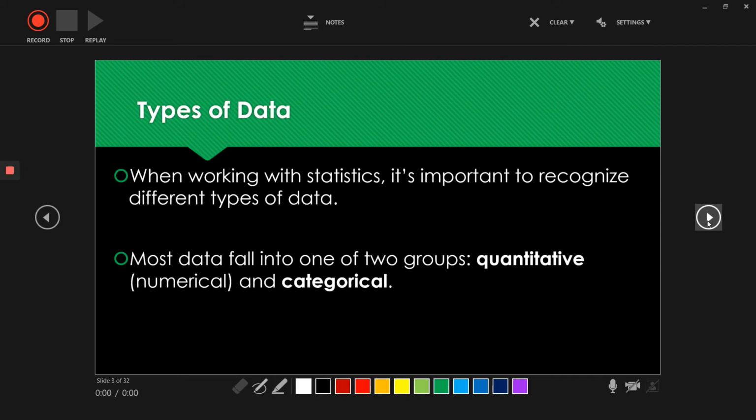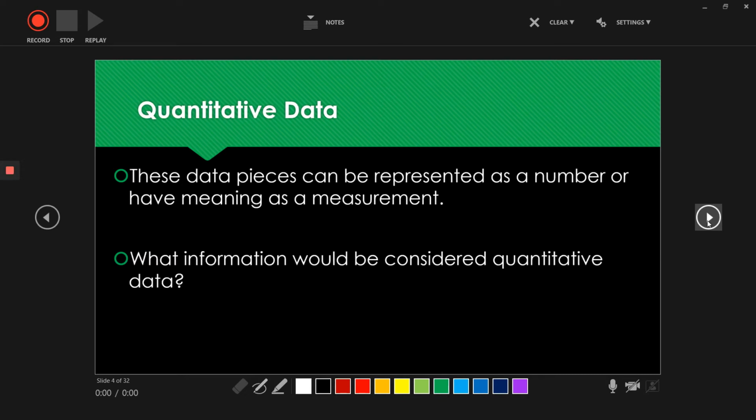So, when we're working with statistics, it's important to recognize different types of data. Most data fall into one of two groups: quantitative, which is numerical, and categorical. So quantitative data, I remember it's number because quantitative, quantity, right? So it has to do with numbers.